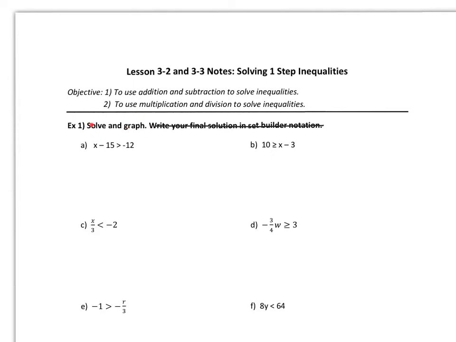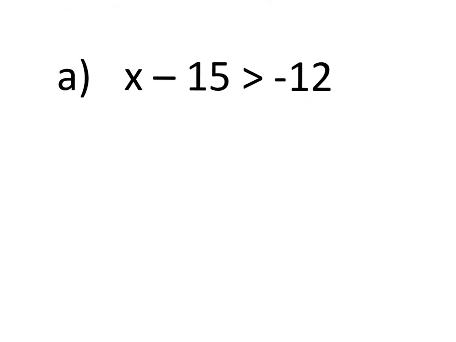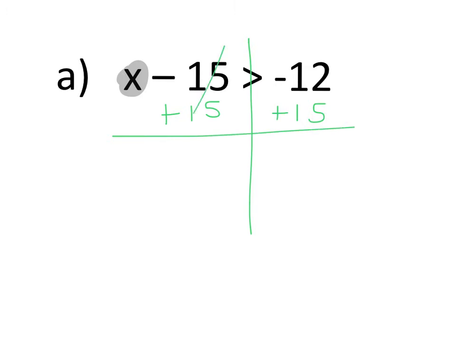Okay, so solve and graph. All right, so when we look at this guy right here, we are still going to be isolating our variables. So we're going to be getting that x all by itself. And when we do that, go ahead and just draw your little line down there. We're going to isolate, and we're going to be adding 15 to both sides. So just like when we're solving equations, we're going to solve this inequality. So x will be greater than 3.